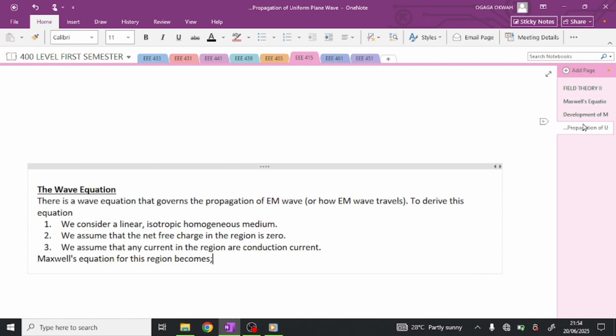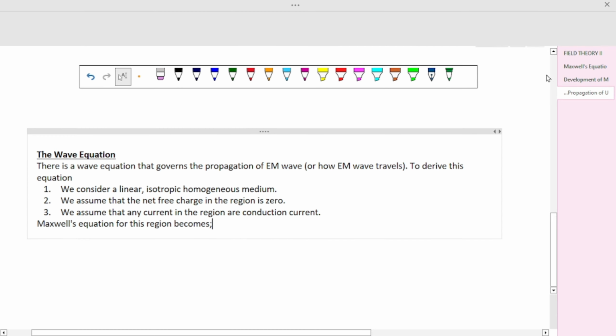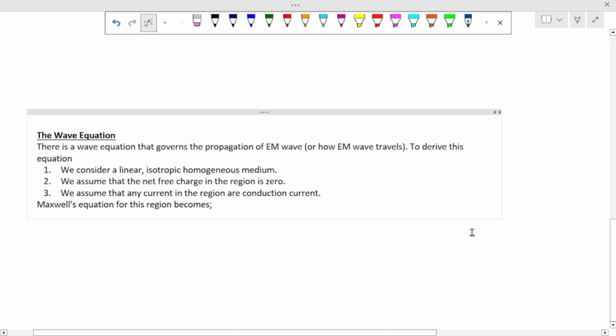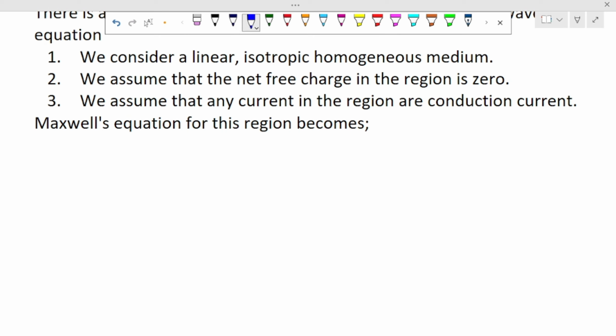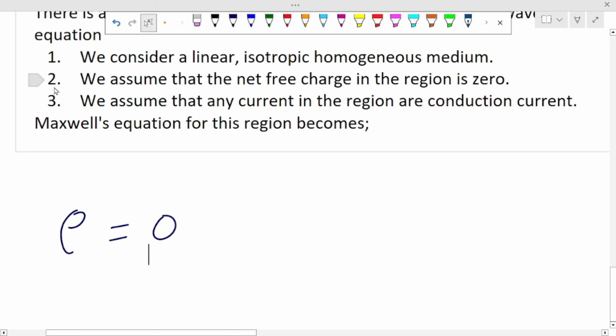Now in this video, we are going to derive the general wave equation, not just for free space. Of course, the general wave equation will also consider the idea of free space, because this is the general wave equation. So with that being said, just like we said in the previous video, the net free charge in the region is what? 0. This is from the second condition.